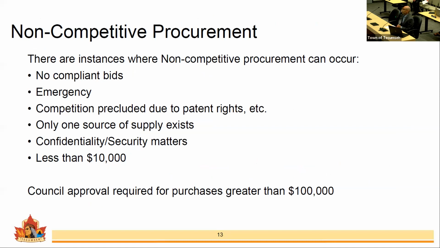There are instances where non-competitive procurement can occur, such as in a case where there are no compliant bids through a public offering. So in that instance, we can either retender or go direct to a supplier for a solution. Emergencies, competition precluded due to patent rights, where there is only one source of supply, confidentiality or security matters, or purchases less than $10,000. In any of the above events, approval authority rests with council where purchase cost is greater than $100,000. Below $100,000, but greater than $10,000, approval authority lies with the department director, purchasing coordinator, and CAO.